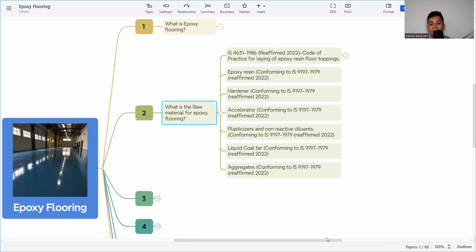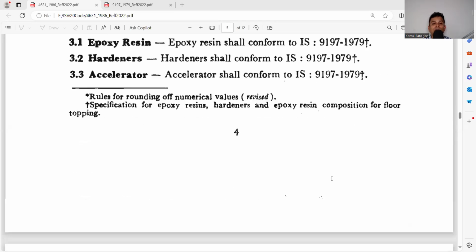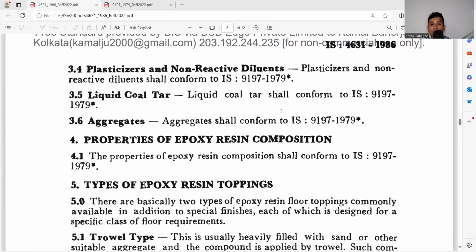Let's see what the code is saying. In IS 4631, we need to see what the material required is. See, it is IS 4631:1986, reaffirmed in 2022. Materials are required in clause 3. First is epoxy resin, conforming to IS 9197, hardener, conforming to IS 9197, accelerator, conforming to IS 9197, plasticizer, that is also conforming to IS 9197, liquid colour, that is also conforming to IS 9197, and aggregate, that is also said to conform to IS 9197.